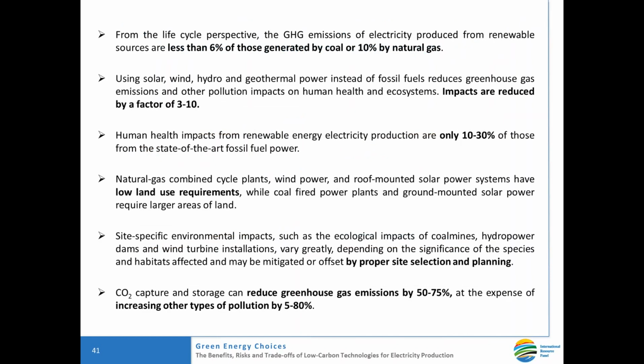So just to summarize, from a life cycle perspective, the greenhouse gas emissions of electricity produced from renewable sources are less than 6% of those generated by coal and less than 10% of those generated by gas power. Solar, wind, hydro, and geothermal power, if it is used instead of fossil fuel power, reduces greenhouse gas emissions and other pollution impacts on human health and ecosystems. Impacts are reduced by a factor of 3 to 10.